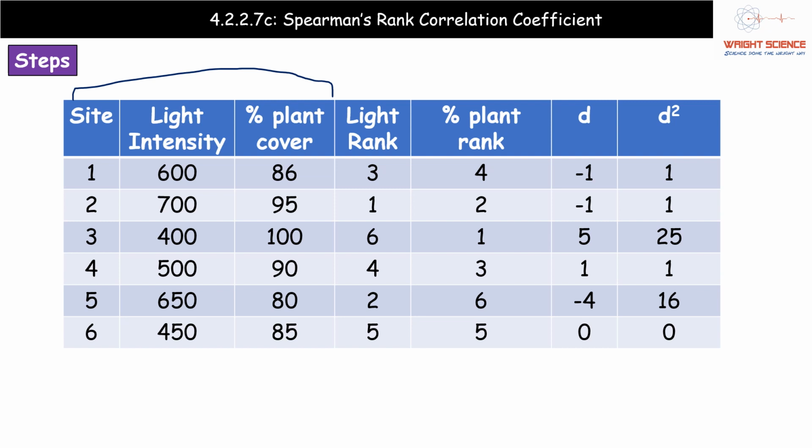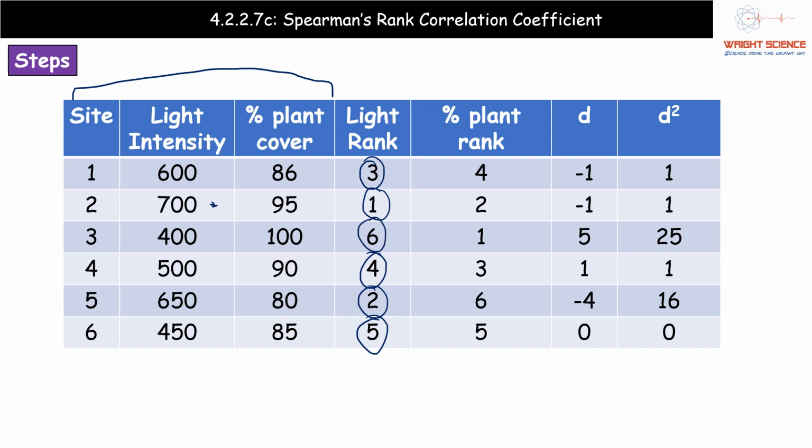So if we have a look at our light intensity, and we'll just use this one as our example, we need to find the highest one first of all. So looking down, we can see that 700 is the highest, so we give that rank number 1. We then come to 650 is rank number 2, 600 for 3, 500 is 4, 450 is our 5th rank, and 400 is our 6th.